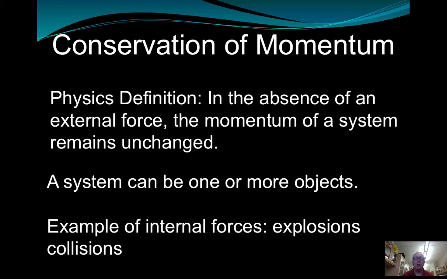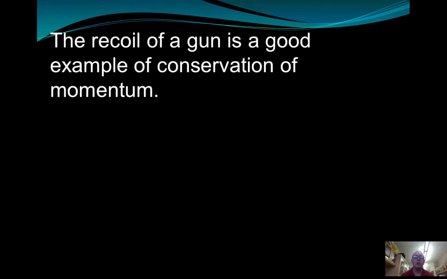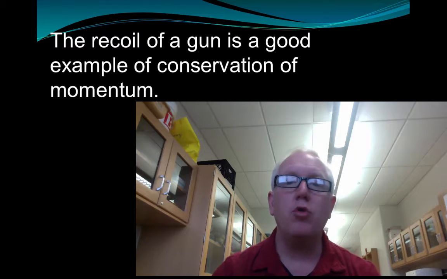So the momentum before something happens is going to be equal to what happens afterwards. So for our examples, it's basically going to be collisions that we look at. So conservation of momentum in collisions. Okay, the recoil of a gun is a good example of this one.